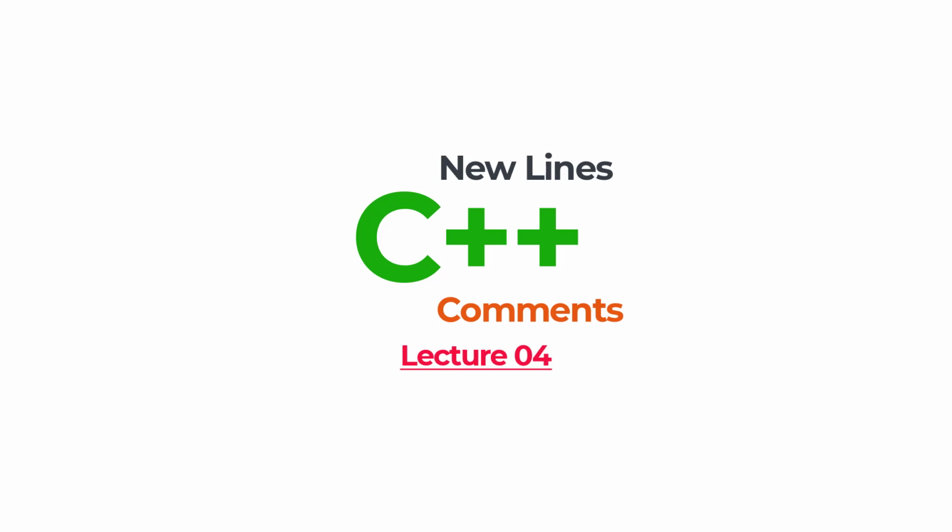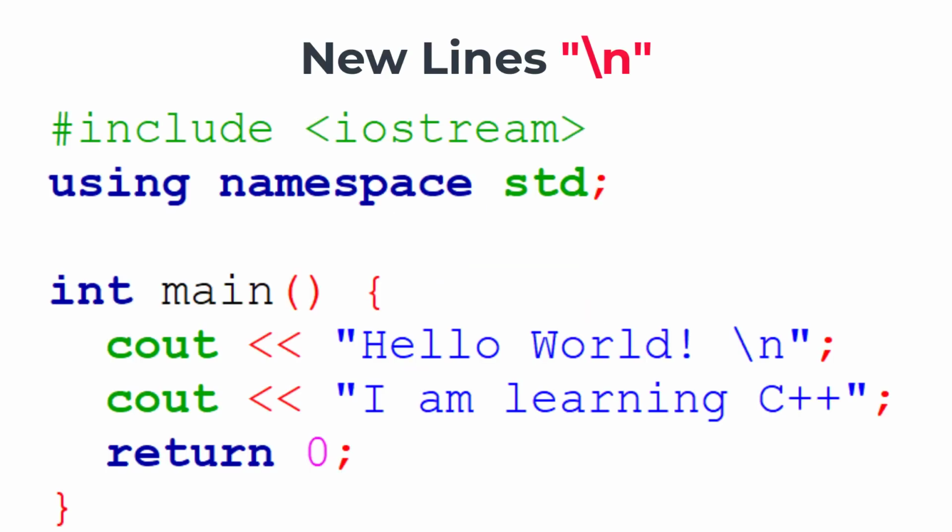This is lecture number 4. In this lecture we will learn how to insert new line and comments in our C++ program. To insert a new line in your output, you can use the \n character. As you can see in this code, we have placed \n character after hello world. This is the procedure, this is the method to add \n in string.